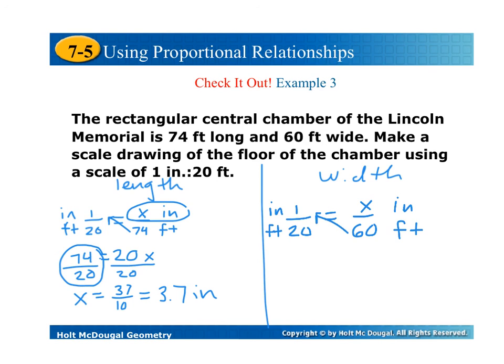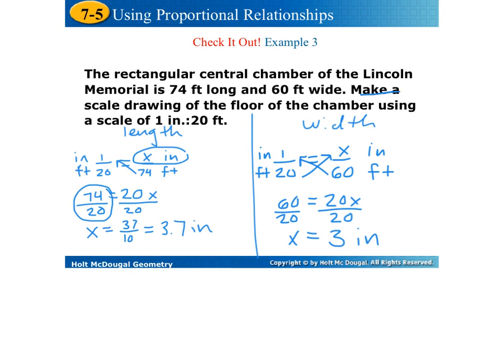Perfect. And now we cross multiply. So we get 60 is equal to 20x. Divide by 20. What do we get for x? 3. 3 what? Inches. So our question says, make a scale drawing of the floor of the chamber. So we're going to have a box with 3 inches and 3.7 inches.